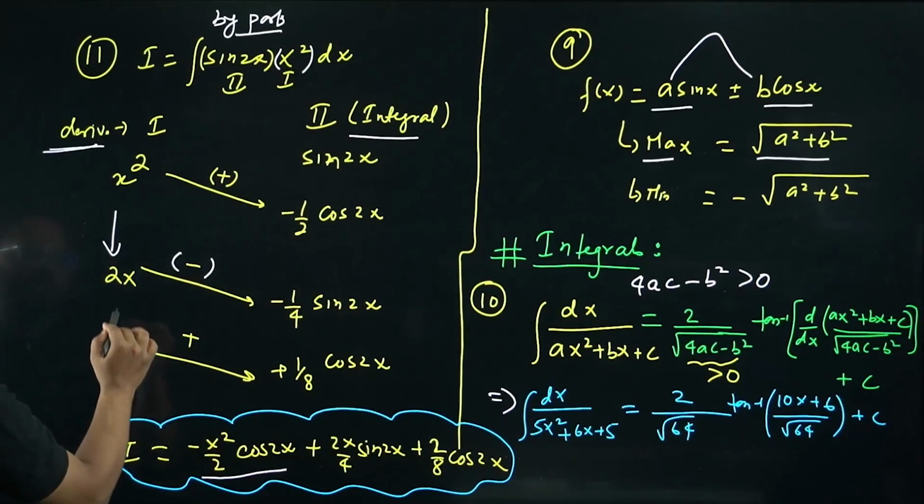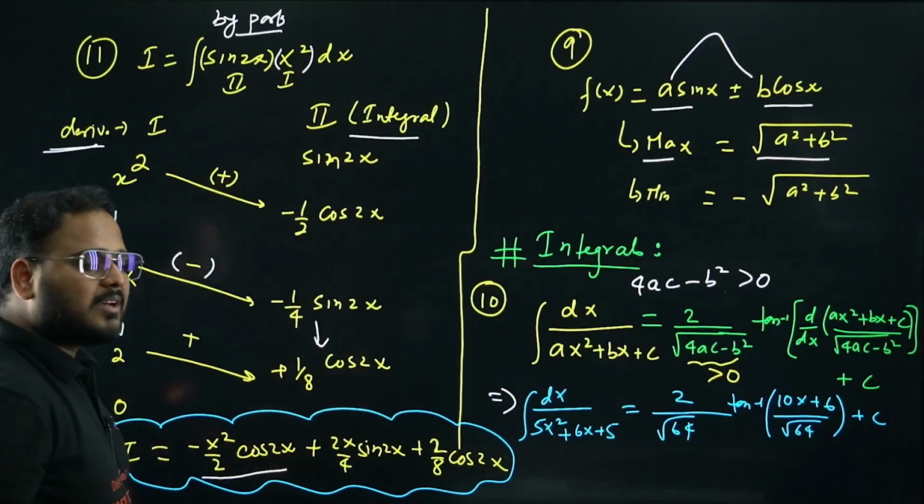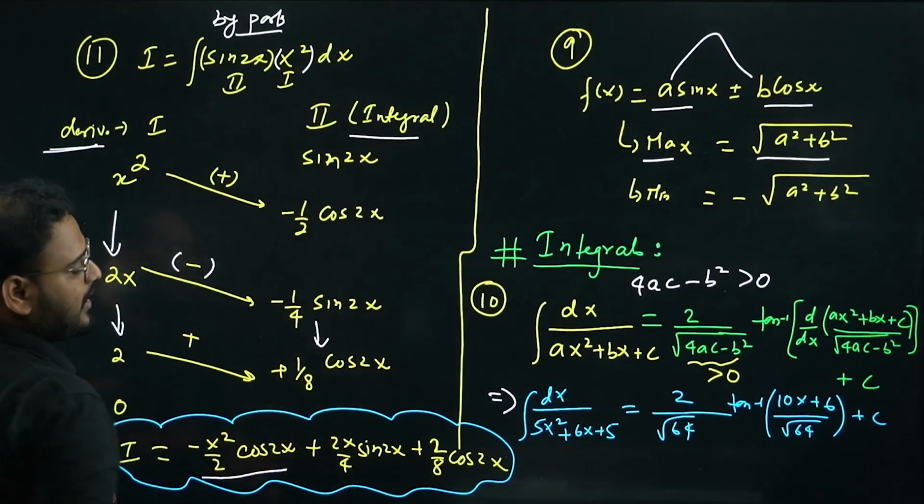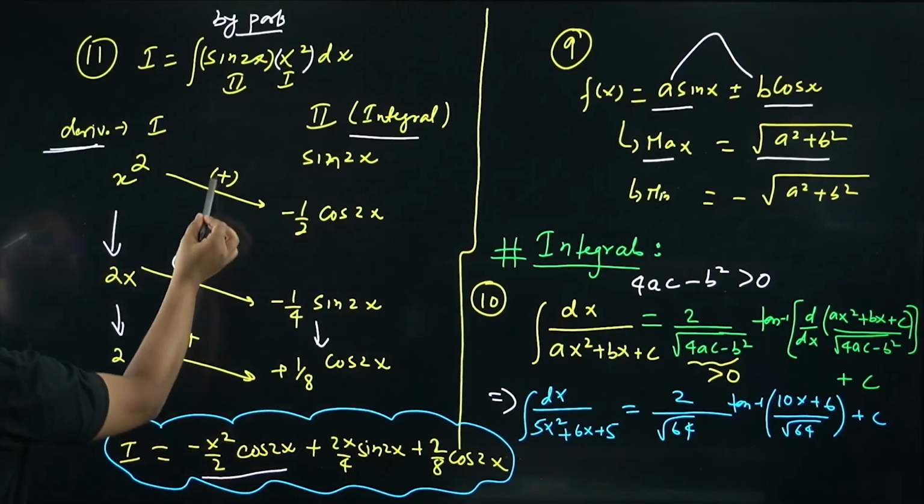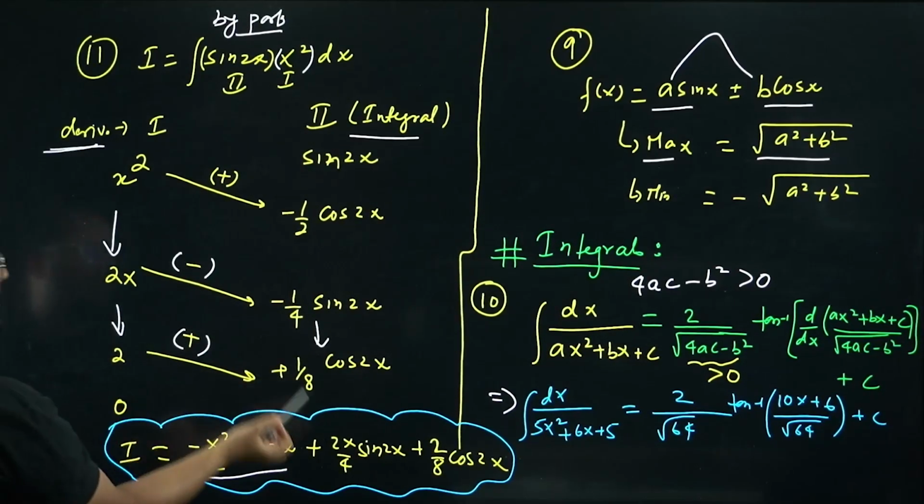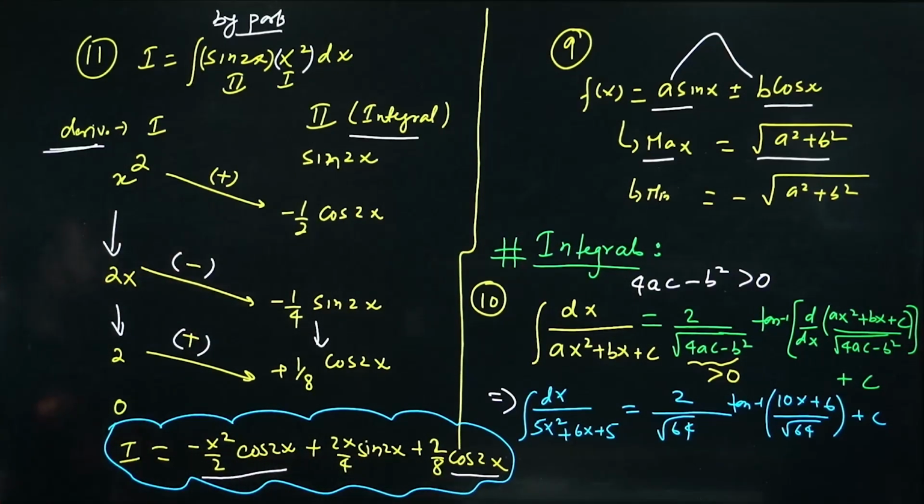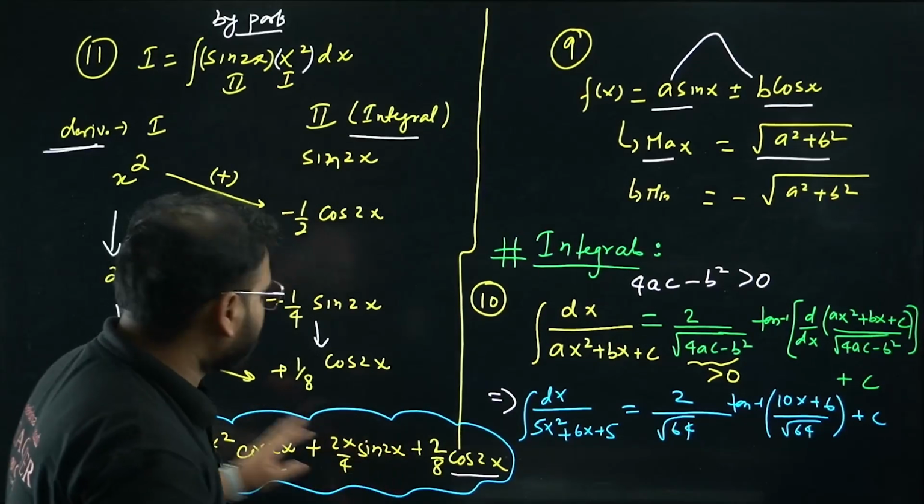Next, differentiation, and next integration: sine will become cos one more time, and the minus will convert to plus, with 1 by 8 there. Multiply 2 into 1 by 8, so basically 2 by 8 cos 2x, that's your answer. This is 0, right? So we don't have to do anything after this. 0 into anything will be 0 only.